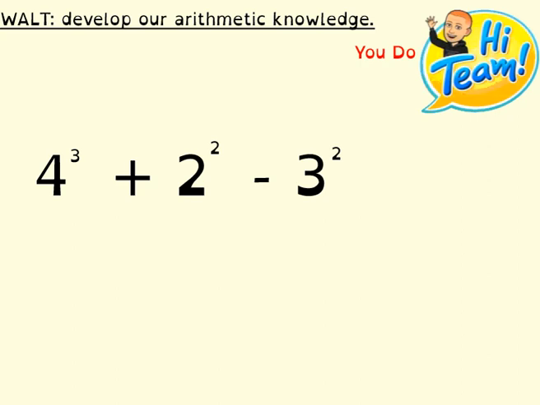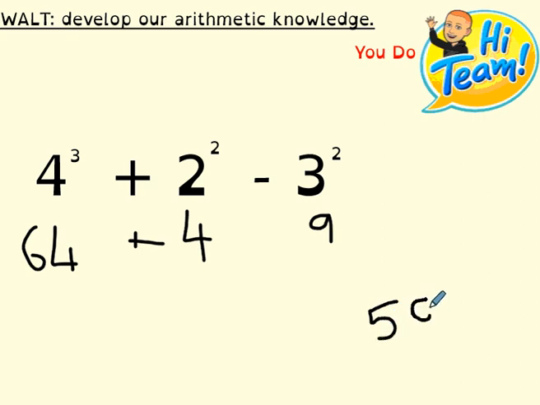Have a go at this one. 4 times 4 times 4 would be 64. 2 times 2 is 4. 3 times 3 is 9. Once I've got my values here, add these two together to get to 68. Subtract 9 would get you to 59. You get it? Hopefully you did. Well done for getting that, if you did get 59.